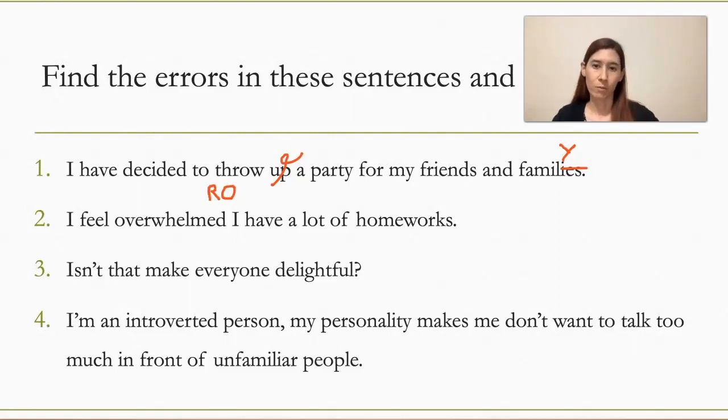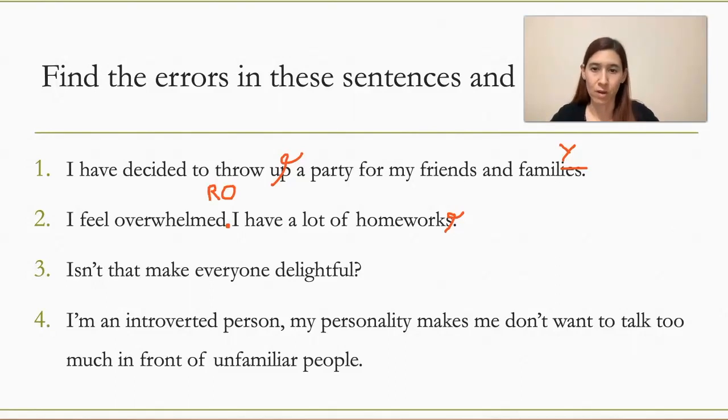So I feel overwhelmed. You can put a period here if you want to end that sentence. I feel overwhelmed. I have a lot of homeworks. The other error here is I commonly see my students say homeworks, but this is an uncountable noun. Since it is uncountable, you can never add an S to it. So I have a lot of homework. I feel overwhelmed. I have a lot of homework.